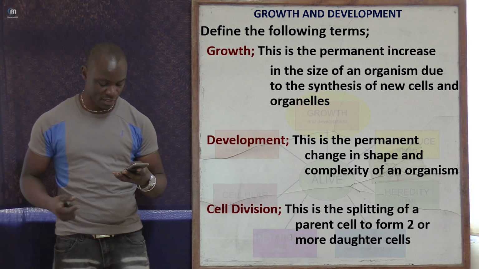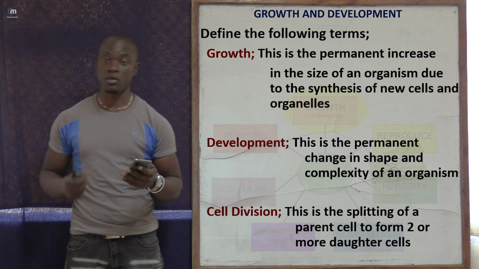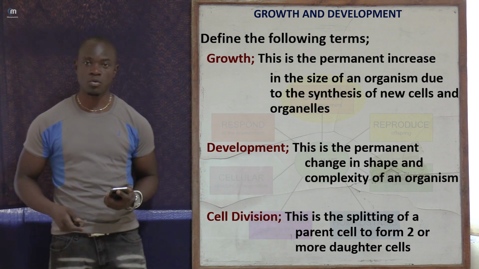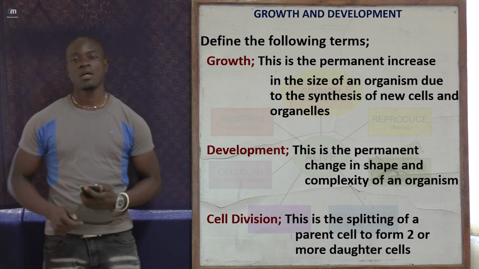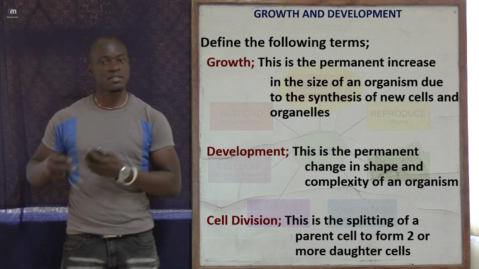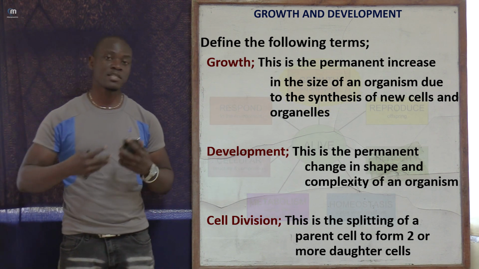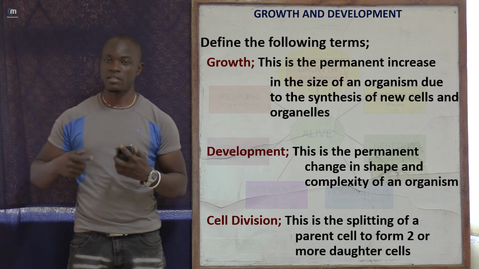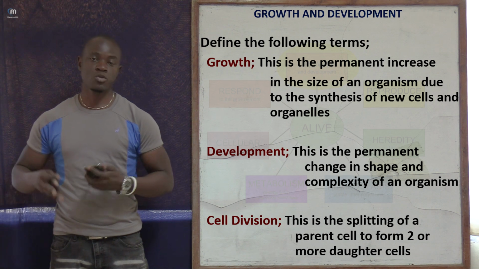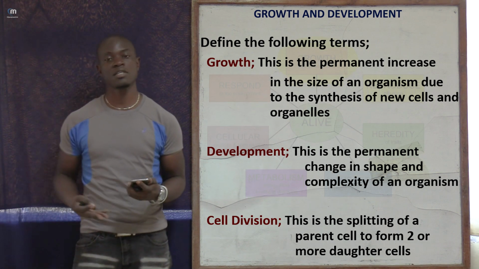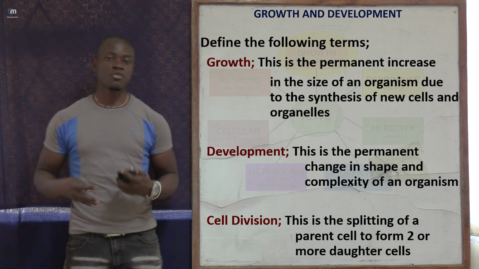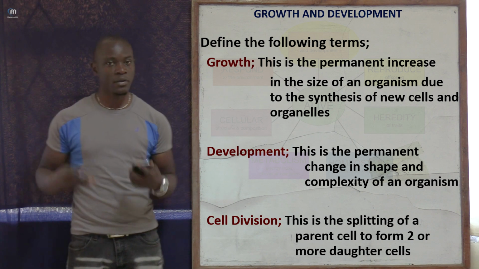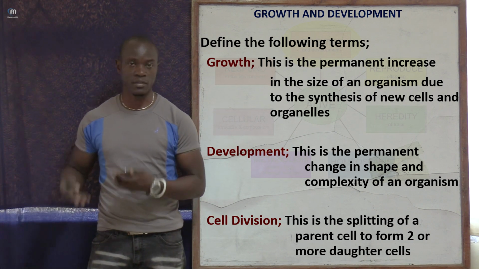The first question is asking, define the term growth. So what is growth? Simply, growth is the permanent increase in the size of an organism due to synthesizing of new organelles in the organism. If the organism increases in size, that is growth. But why do they increase in size? Because there is synthesis of new organelles and new cells in the body of this organism, which leads to the process called growth.